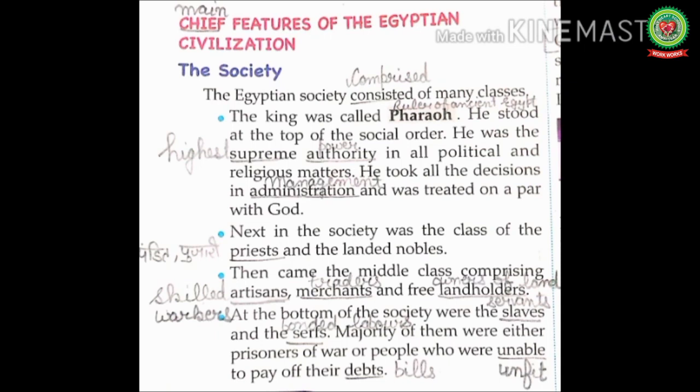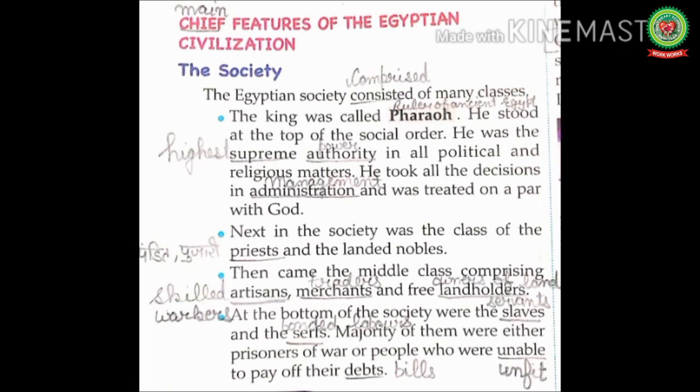So let's start reading the society. The Egyptian society consisted of many classes. Here consisted means comprised. First we will read about the upper class. The king was called Pharaoh. Here Pharaoh means ruler of ancient Egypt or the ruler of the New Kingdom. Next, he stood at the top of the social order. He was the supreme authority in all political and religious matters. Students, here supreme means highest and authority means power.